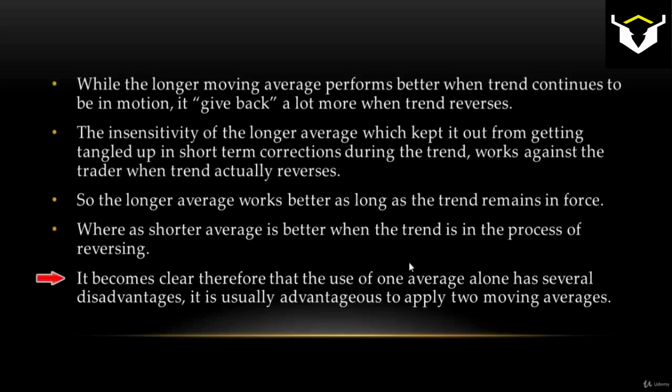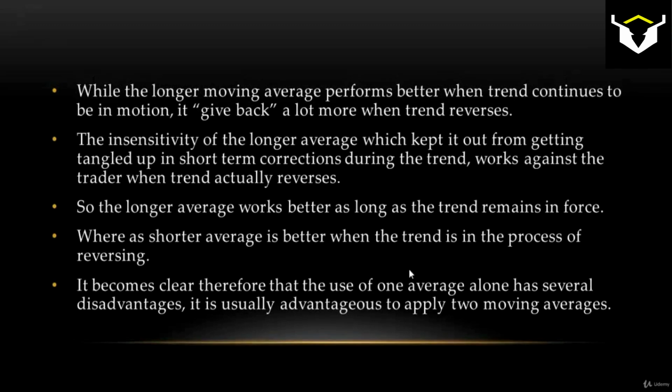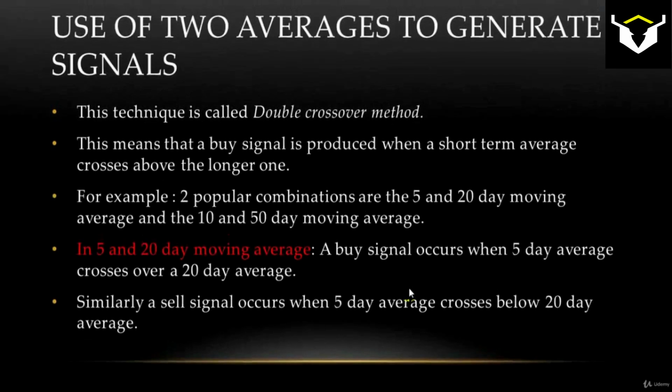It becomes clear, therefore, that the use of one average alone has several disadvantages. It is usually advantageous to apply two or more moving averages. Use of two averages to generate signals is called the double crossover method.